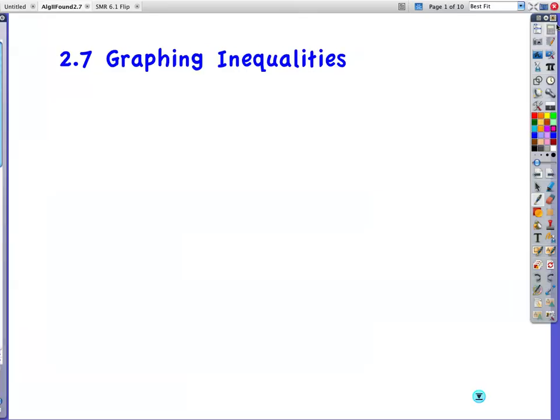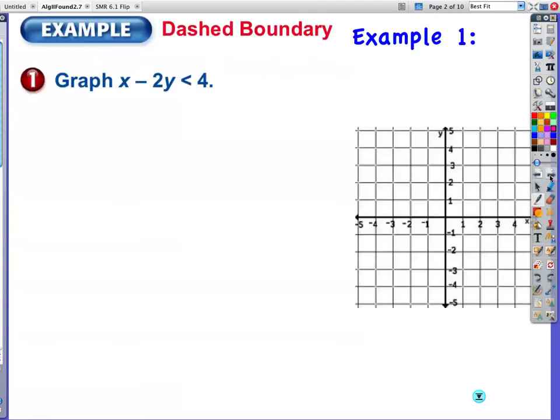Okay, lesson 2.7, graphing inequalities. Oh yeah, you did this in Algebra 1 as well. x minus 2y is less than 4. If you see this, first we've got to get it graphed on the graph.